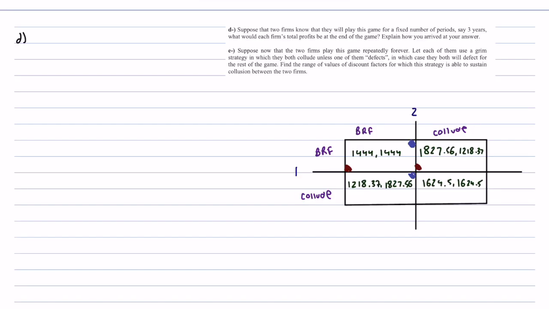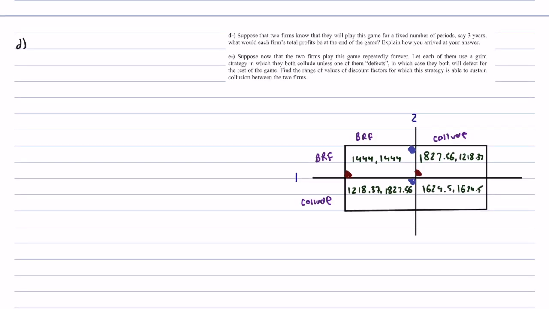So we're going to look at question D right now. It says that suppose the two firms know that they will play this game for a fixed number of periods, say 3 years. What would each firm's total profits be at the end of the game? Explain how you arrived at your answer, right? Okay. So we know that when we're doing the finite period games, we want to solve backwards, right? In period 3, we know that both players are going to play their BRF, right?